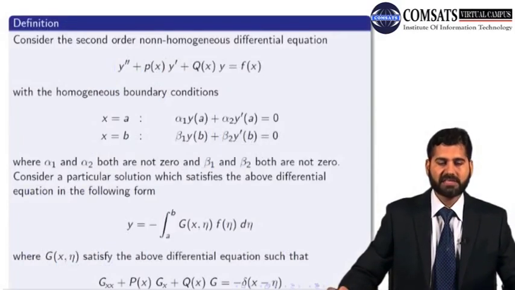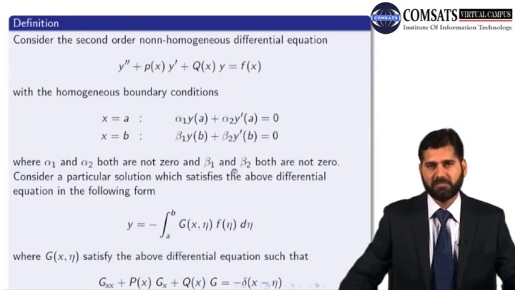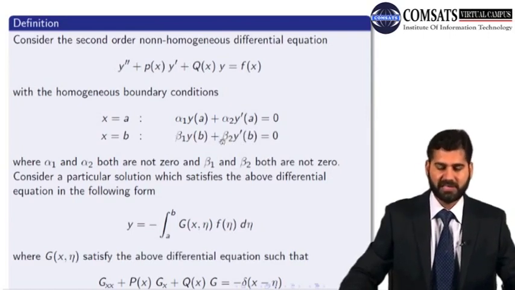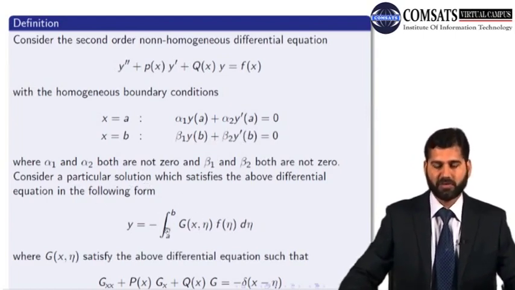So now let's consider the second order non-homogeneous differential equation y double prime plus p of x y prime plus q of x y is equal to f of x, with the homogeneous boundary conditions at x equal to a and x equal to b. These are homogeneous boundary conditions where alpha 1 and alpha 2 are both not 0, and similarly beta 1 and beta 2 cannot be simultaneously equal to 0. Consider a particular solution which satisfies the above differential equation in the following form. We have just obtained this equation by the method of variation of parameters. So we can say that this is the particular solution of the above differential equation.